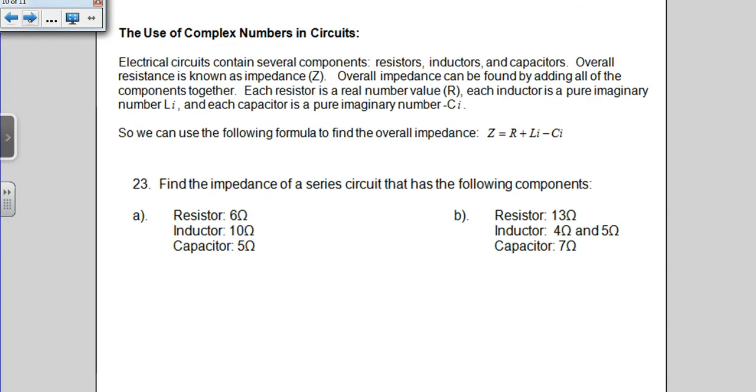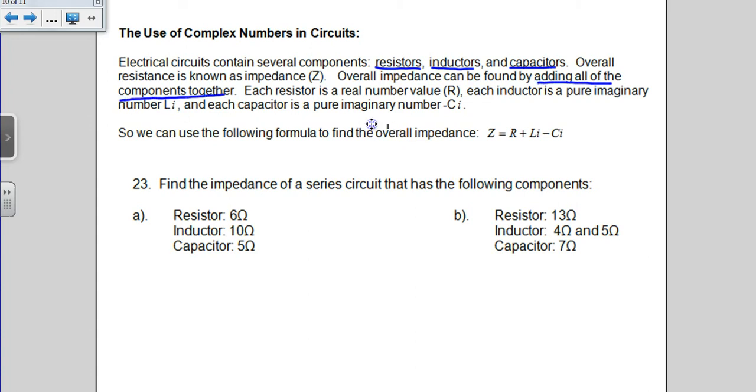Okay, a real life application here for complex numbers. This is what makes your cell phones work, so pay attention. Electrical circuits have several different components. They have resistors, inductors, and capacitors. Alright. So overall, the resistance is known as impedance. Overall impedance can be found, this is what they're telling you to do, by adding all the components together.